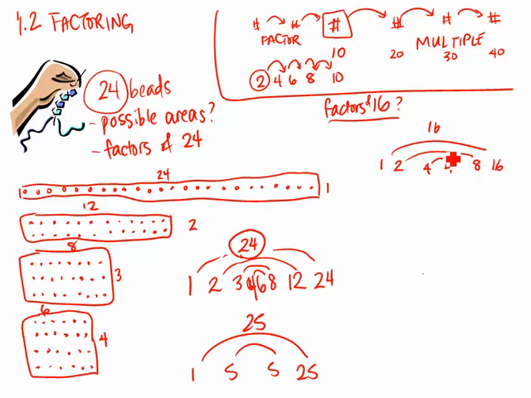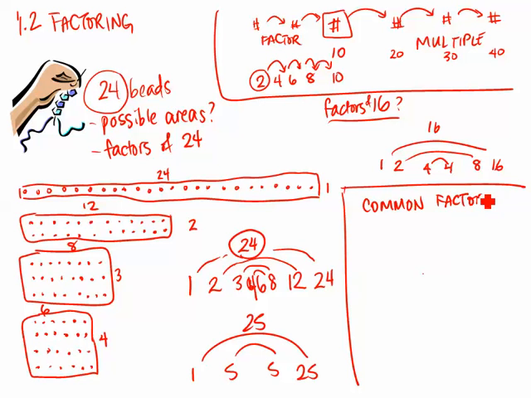Now, extending this a little bit and going back to chapter 1.1, we looked at common multiples. We can also look at what we call common factors. And if we remember from yesterday, common means shared. So if I want to share these factors, I have to list them all out. So the factors of 16 are 1, 2, 4, 8, 16. Factors of 24 are 1, 2, 3, 4, 6, 8, 12, and 24.